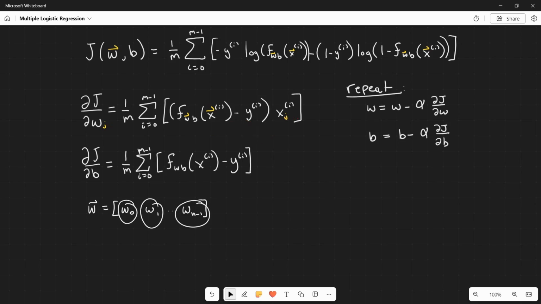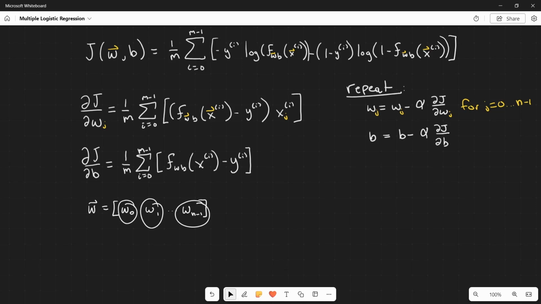So let's now update this right side in our gradient descent algorithm. We're going to want to update w at j now, setting it to itself minus alpha times the partial derivative with respect to wj. And we'll want to do this for each j. So we'll be doing it for w0, w1, all the way to wn minus 1.